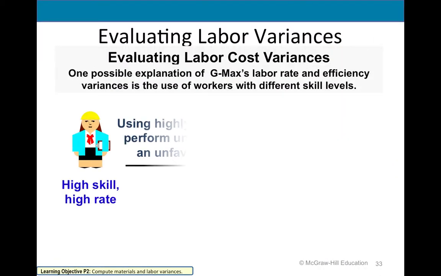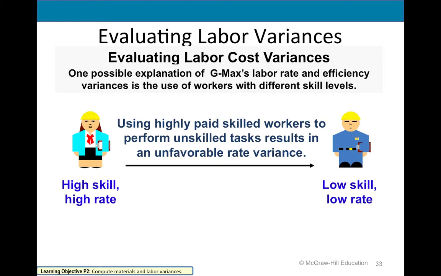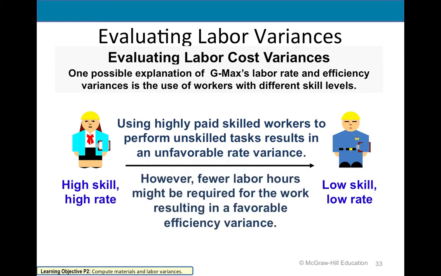Labor cost variance. Look at labor rates and efficiency. Probably, you might use highly skilled workers. Rate variance, unfavorable rate variance. Fewer labor hours, but in the meantime, you have to pay more. That's the problem: high skill, high rate, or low skill, low rate. So you got to find what best fits your company.